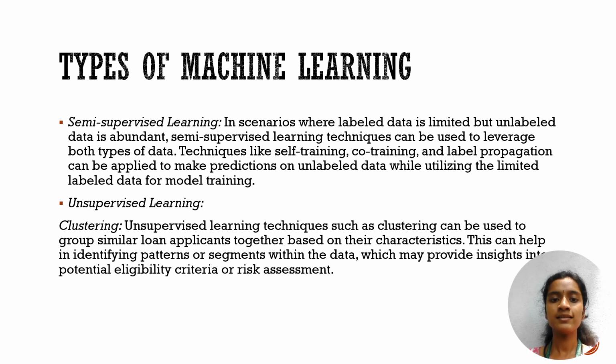Semi-supervised learning. In scenarios where labeled data is limited but unlabeled data is abundant, semi-supervised learning techniques can be used to leverage both types of data. Techniques like self-training, co-training, and label propagation can be applied to make predictions on unlabeled data while utilizing limited labeled data for model training.